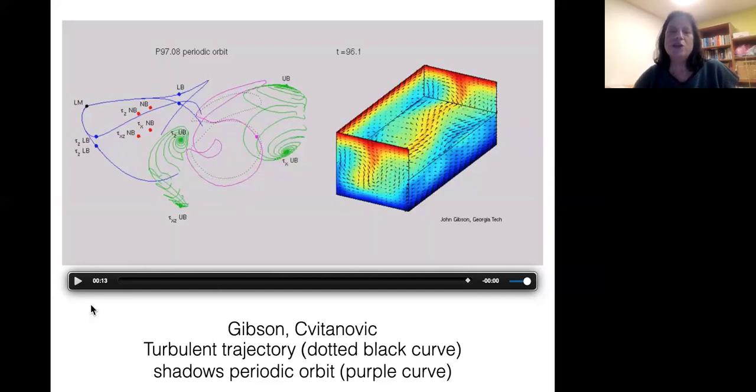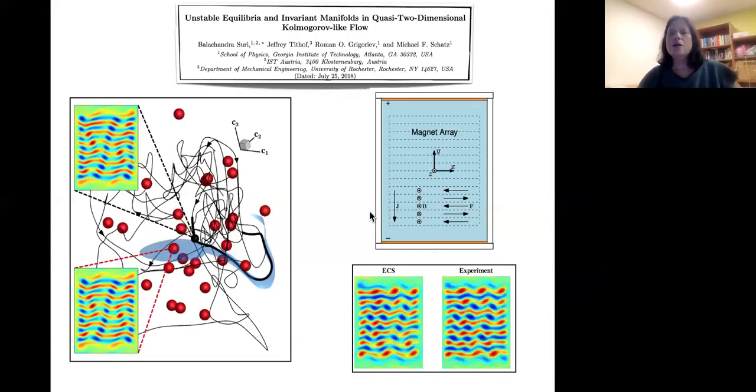And another, Georgia Tech is the big place for this. This is the work of Mike Schatz and his group, Roman Grigoriev and Jeff Tithof and Balachandar Suri. Same kind of thing. Here, this is again three-dimensional phase space where you represent each fluid flow by a point in this phase space.